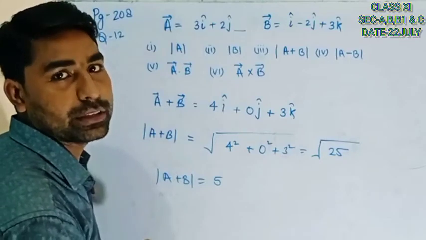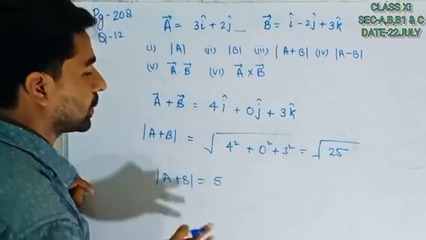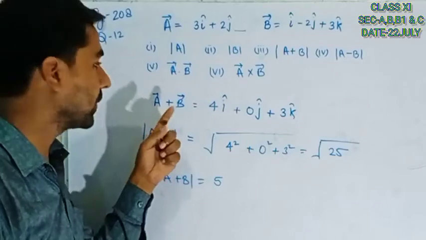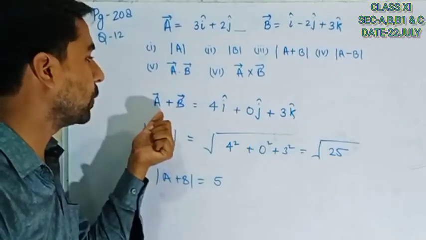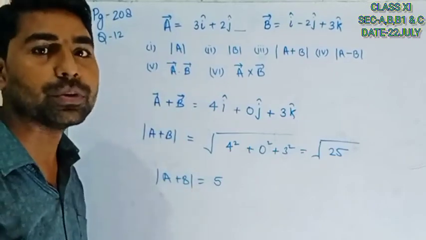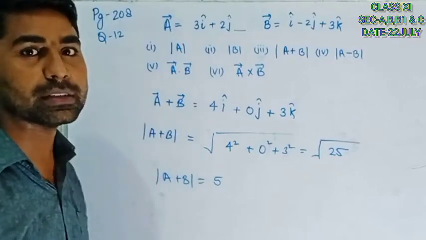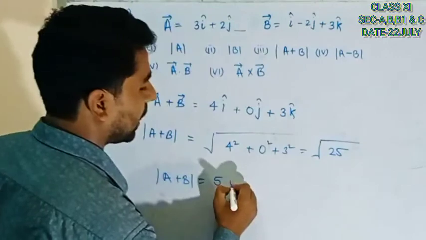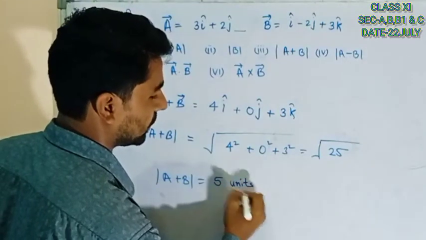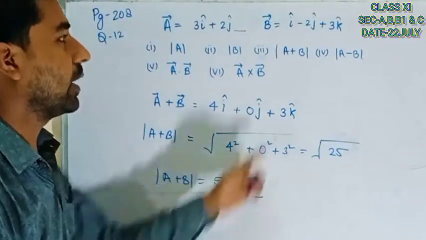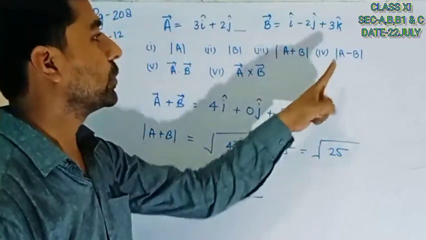You have to write the unit. So here nothing is written. Suppose this is force and this is displacement, or you can say this is force 1, force 2. So the answer must be in Newton. But here we don't know which physical quantity it is. So in general you can write 5 units. That's it.